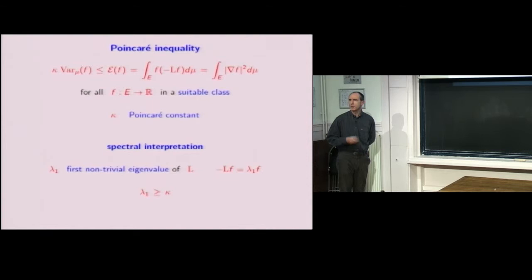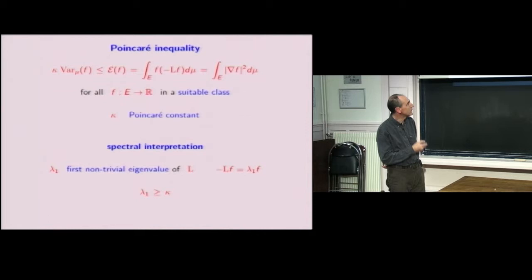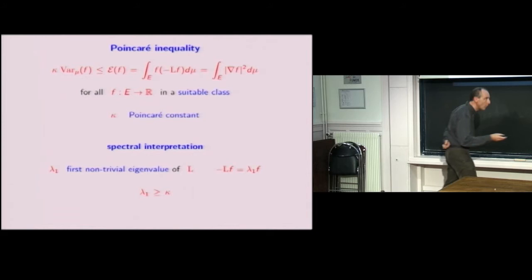If you consider, whenever these things exist, lambda 1 to be the first non-trivial eigenvalue of your operator, namely solving this type of equation, it's clear that if you put this into the definition of the Poincaré inequality, you get a lower bound of this lambda 1, the first eigenvalue, by the Poincaré constant. So this is a kind of spectral content of a Poincaré inequality.